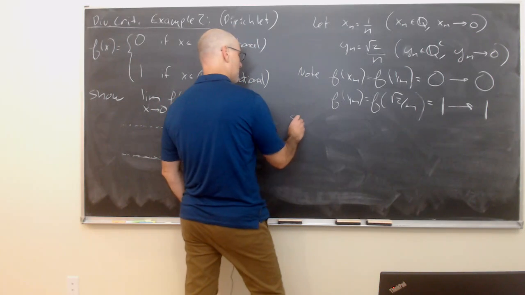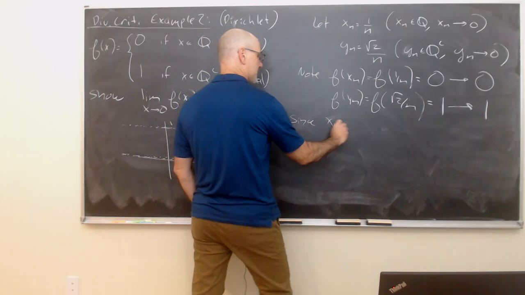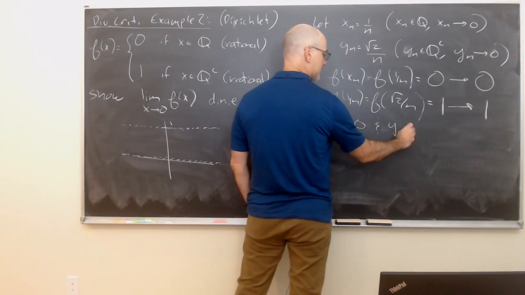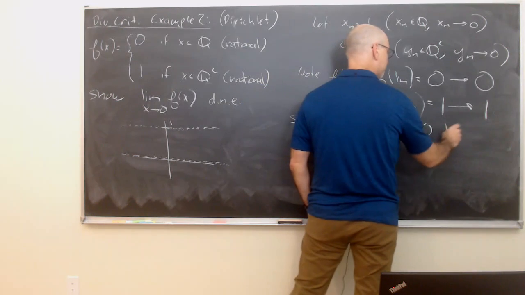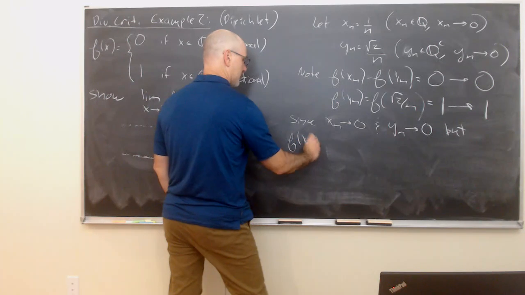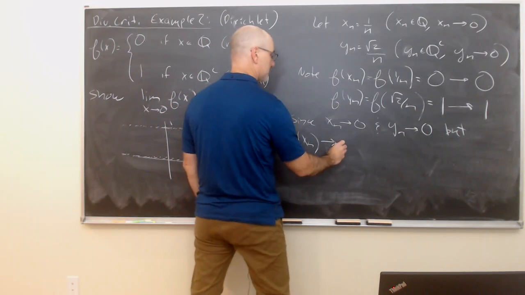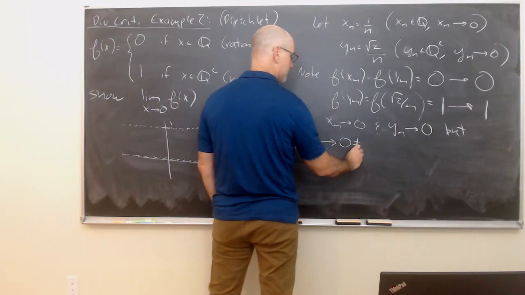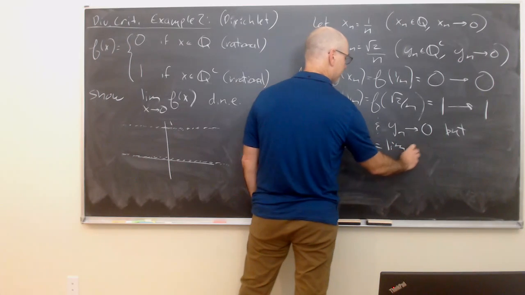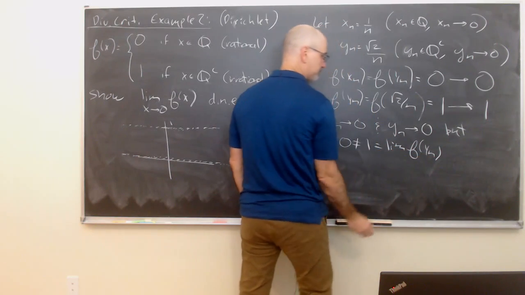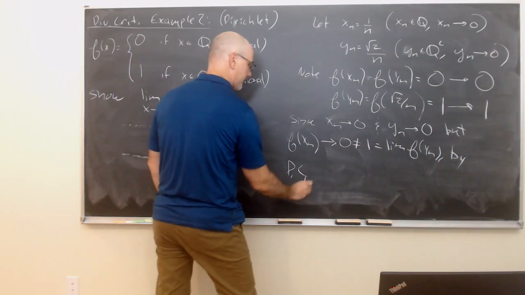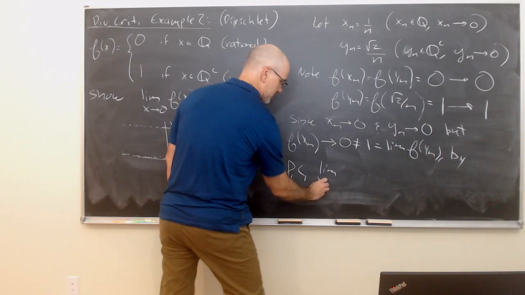So since x sub n goes to 0 and y sub n goes to 0, but the limit of f of x sub n goes to 0, which isn't 1, which is the limit of f of the y sub n's, by the divergence criterion, the limit itself doesn't exist.